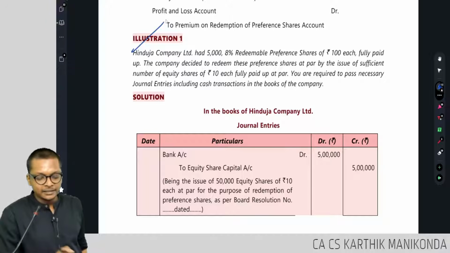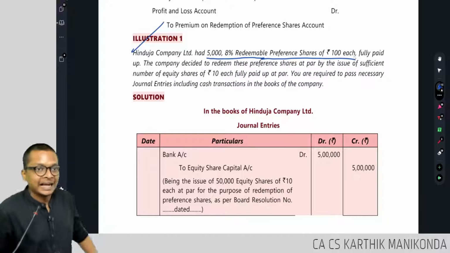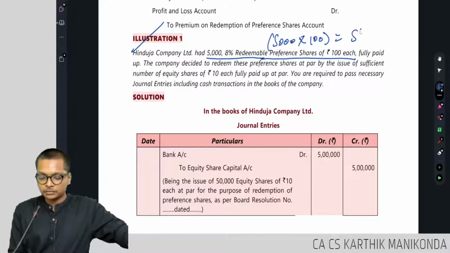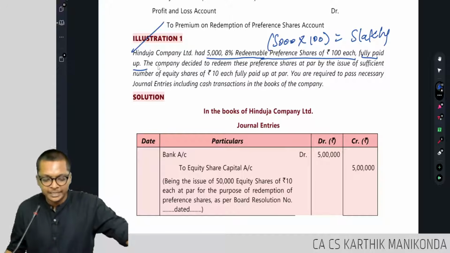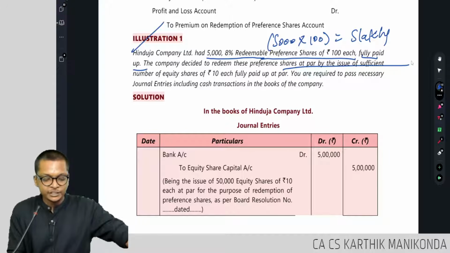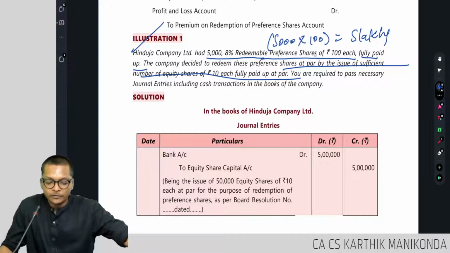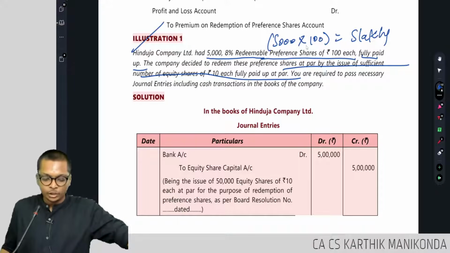Hinduja company had 5,000 8% redeemable preference shares of 100 each. That means what is the value? 5,000 into 100, which is 5 lakhs, fully paid up. The company decided to redeem these preference shares at par by issue of sufficient number of 10%, rupees 10 fully paid up shares at par. You are required to pass the necessary journal entries.